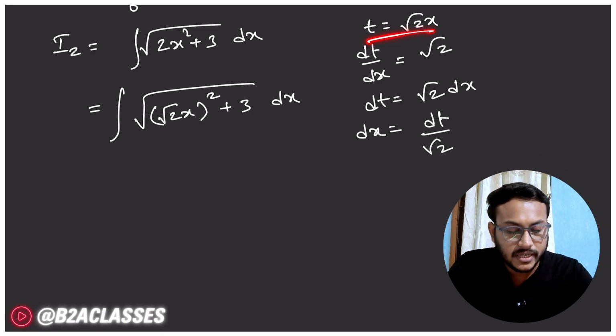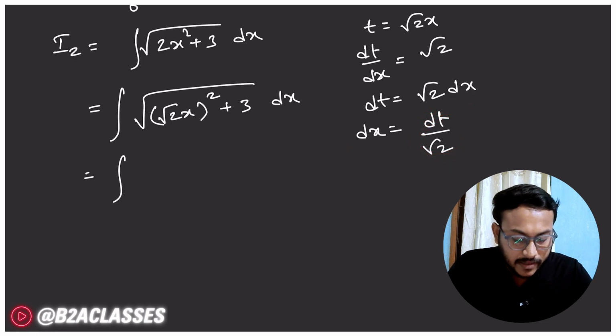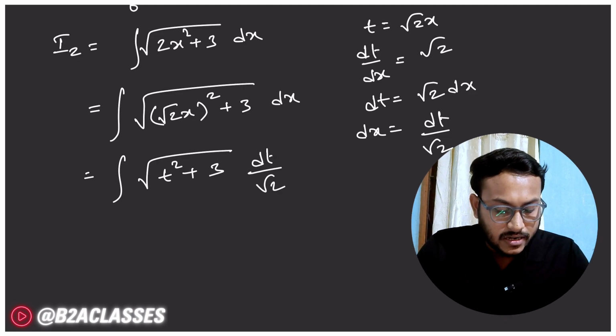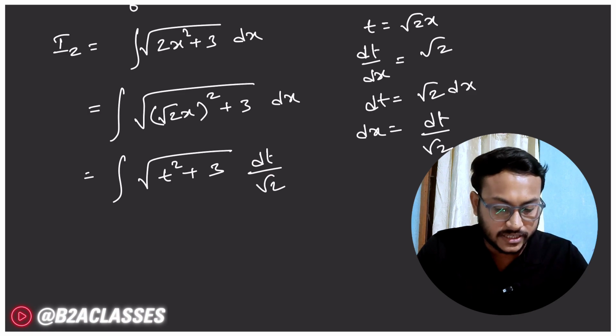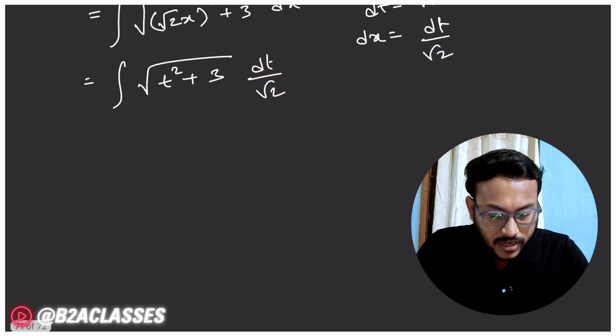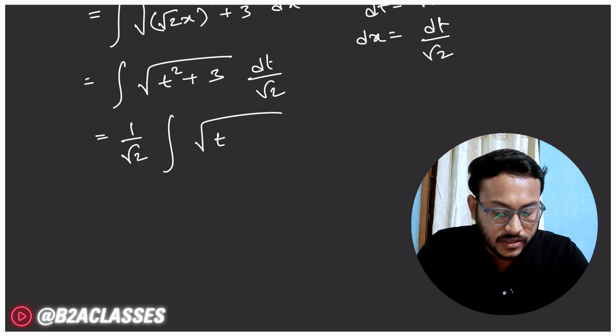Now we will substitute t in place of root 2x, and dt by root 2 in place of dx. So this will become integration of t square plus 3 into dt by root 2. Now after substituting, I can take the constant outside. 1 by root 2 is the constant that I can take outside the integration. So I will rewrite this as 1 by root 2 integration of root over t square plus 3 into dt.